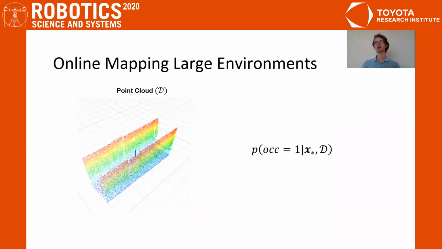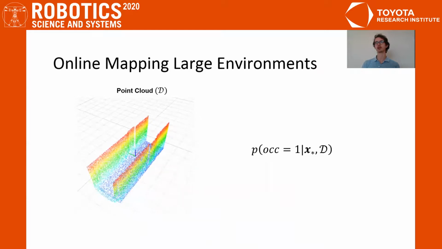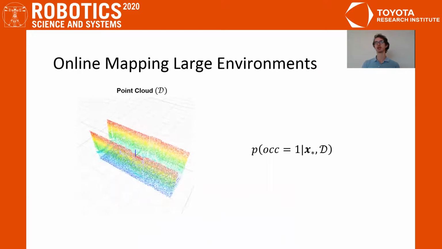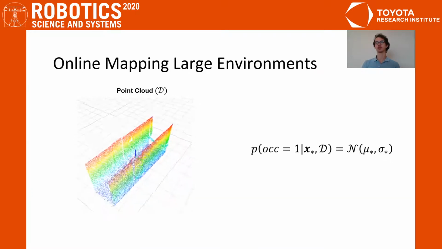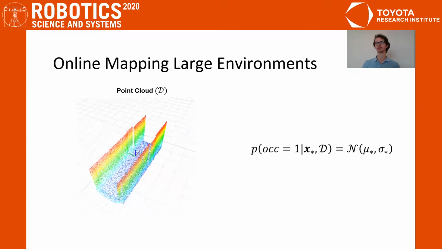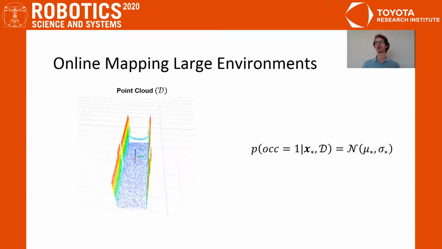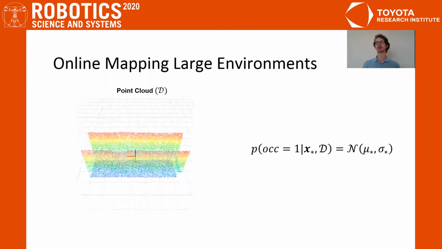What we are interested in is estimating the occupancy probability of an arbitrary point x star in the environment given the point cloud B. We are not only interested in a deterministic estimate, but also the predictive uncertainty. Quantifying uncertainty is crucial for safely operating robots in unknown and dynamic environments.